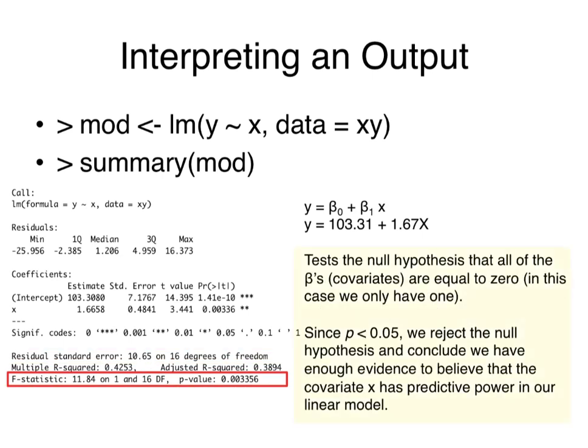The F statistic tests the null hypothesis that all of the betas for the covariates or explanatory variables in our model are equal to 0. In this example, we only have one covariate, or x variable. Since our p-value is less than 0.05, we reject the null hypothesis and conclude that we have evidence to believe that the covariate x has predictive power in our linear model. The F statistic basically tells us if our model is better than nothing, so it's not really all that informative.